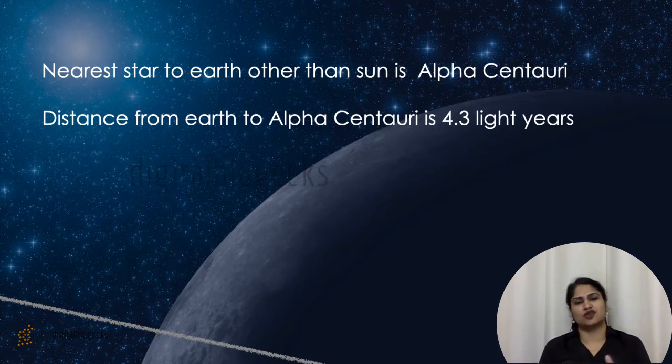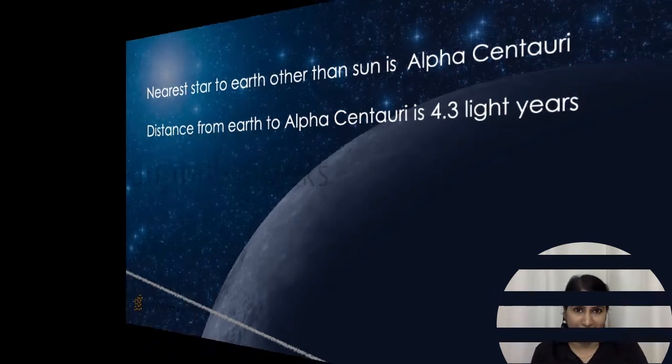Alpha Centauri is not a single star, it's a triplet system. It contains 3 stars bound together by gravity: Alpha Centauri A, Alpha Centauri B and Proxima Centauri, which is the dim companion.